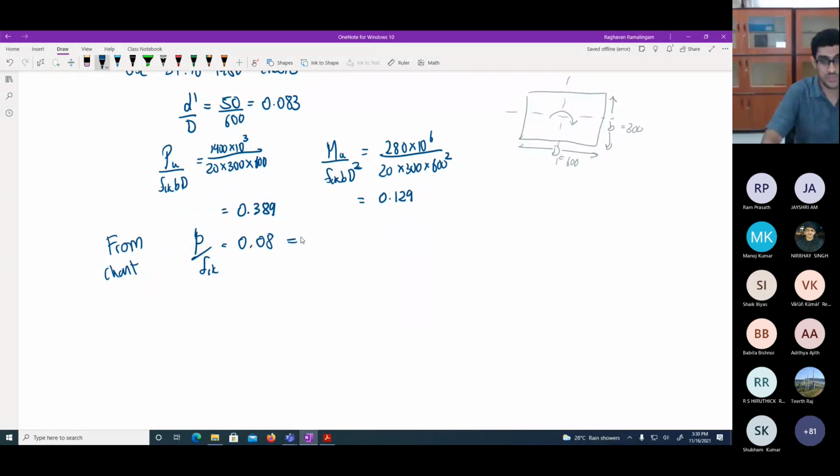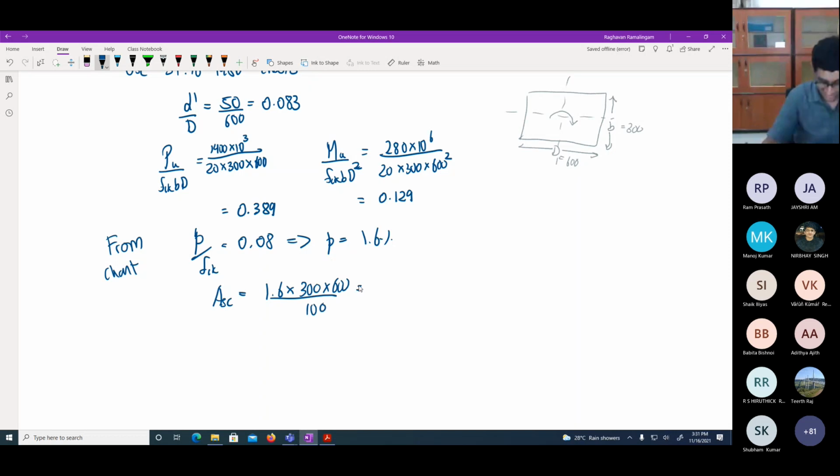This gives me percentage of steel. So if p by FCK is 0.08, how much is p? FCK you know the value. So what do you think will be p? 1.6%. About 1.6% is the percentage of steel that you will require. Once this is known, the remaining is easy. Then I can find the steel that I require: 1.6 into 300 into 600 by 100.